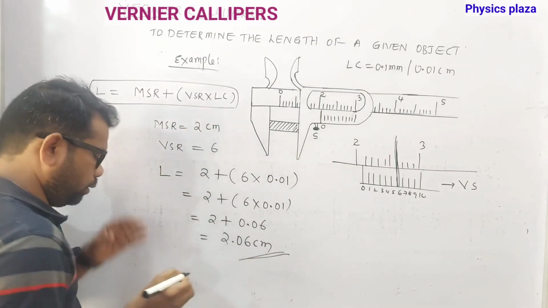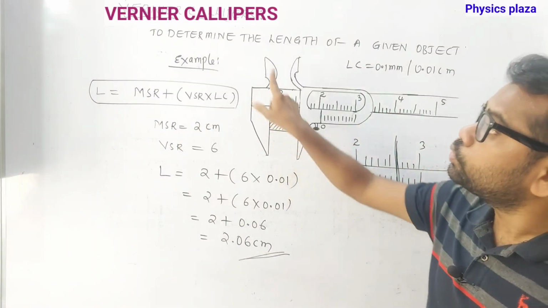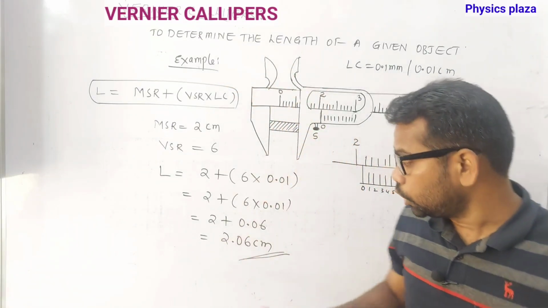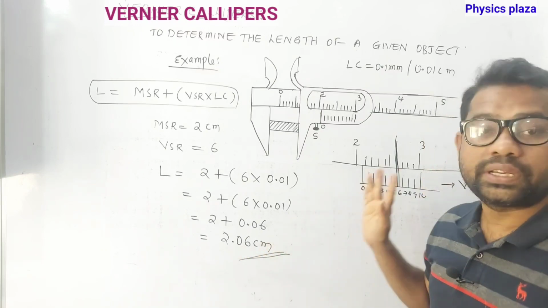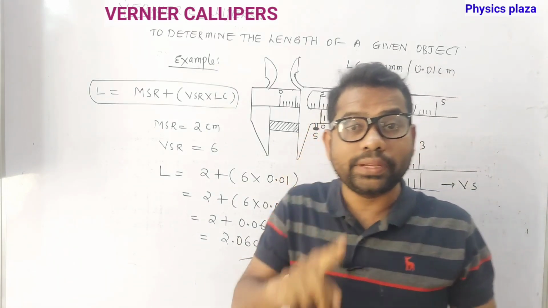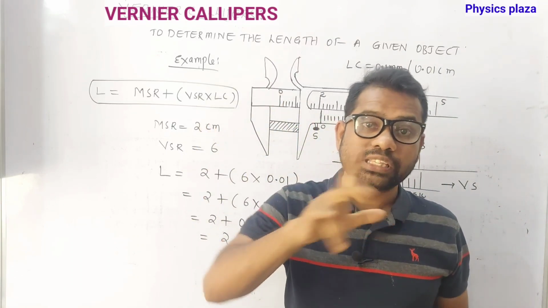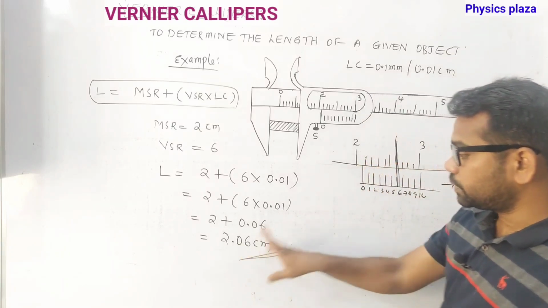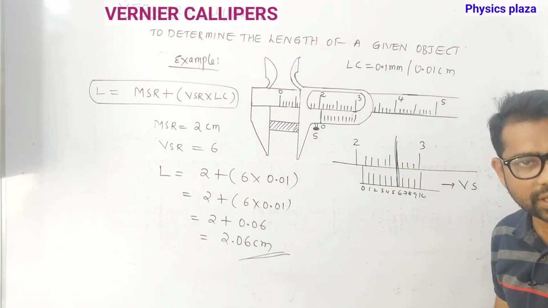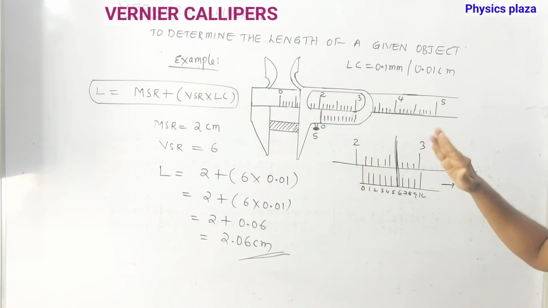So this is the length of the given object, which means what? We are measuring, using Vernier calipers, up to 2 decimals of a centimeter. That's very, very important. Whereas by using the main scale, we can measure length only up to 1 decimal of a centimeter. Here we are measuring 2 decimals of centimeters. Is that clear, children?